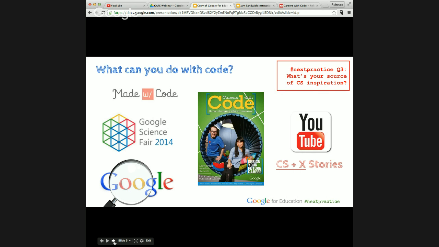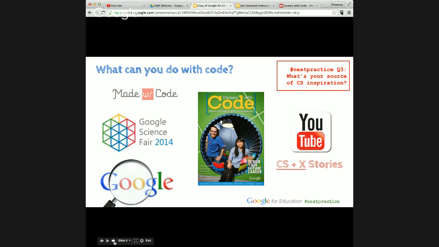And we've got the Made with Code Mentors, which is an online website, and they've got some wonderful stories of women who are creators and how they're bringing code into areas like fashion and design and technology. And they're sharing their stories online to motivate other young females or even males as well.